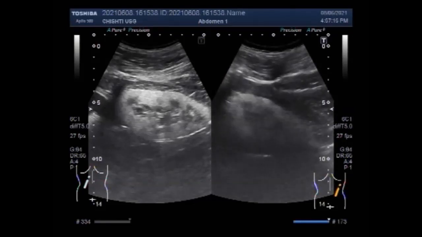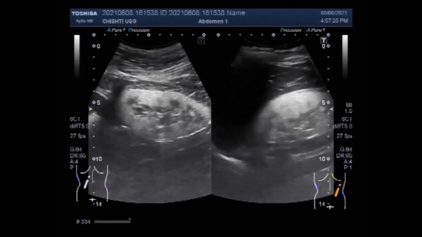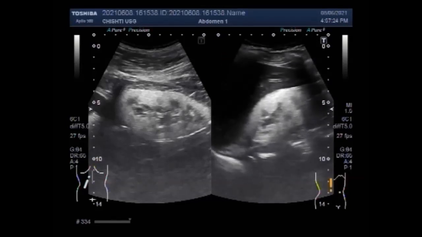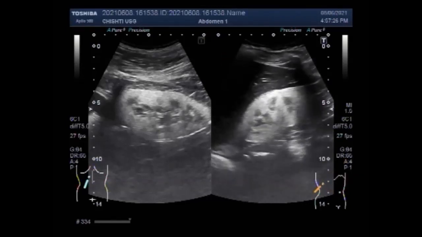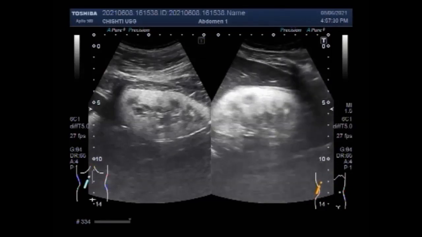A hyperechoic mass is a mass in the tissue of the body that is more dense or solid than usual. This term is used to describe what is seen on ultrasound scan. Ultrasound uses sound waves that are absorbed by or bounced off the tissue, organs, and muscles.